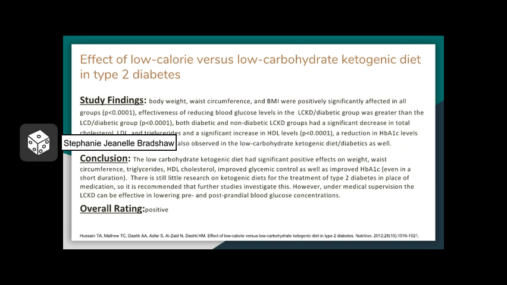There were a lot of really great findings in this study. First was that body weight, waist circumference, and BMI were significantly positively affected in all of the test groups with a p-value of 0.001, so that was highly significant. The effectiveness of reducing blood glucose levels in the LCKD diabetic group was greater than in the LCD diabetic group, with another really high significance, a p-value of less than 0.001 again.